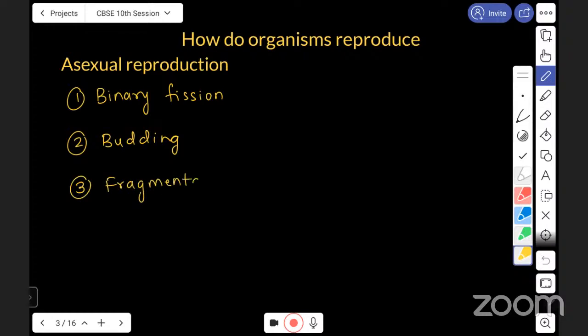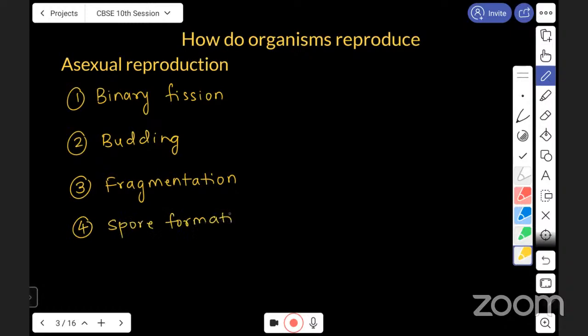Fragmentation is an asexual reproduction method, especially in many of the lower plants, like algae. We have Spirogyra, right? When Spirogyra achieves a considerable length, when it's too long, this filament will split into tiny pieces, and each piece, each fragment, will grow into a mature individual. That is why it is called fragmentation. So what will be the example of fragmentation? Spirogyra, right?